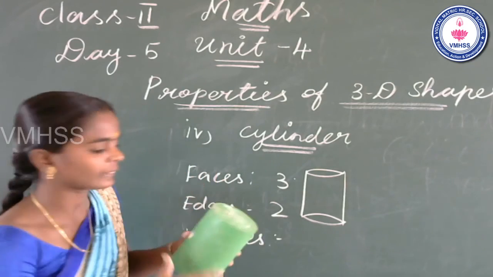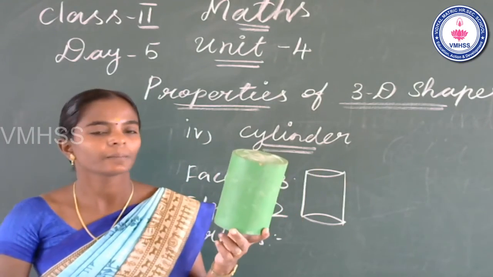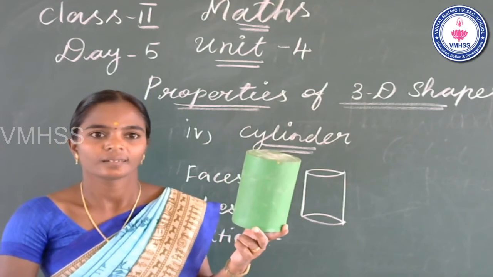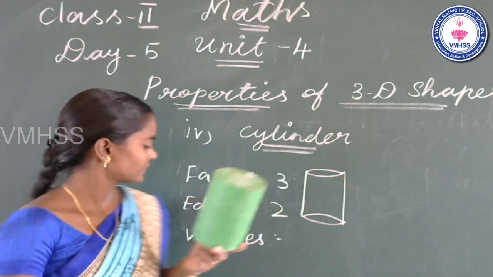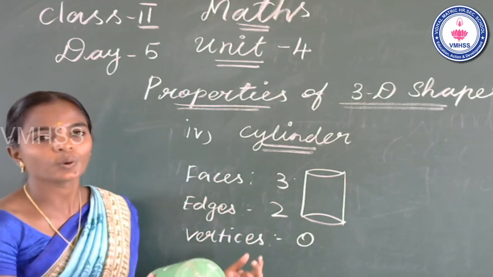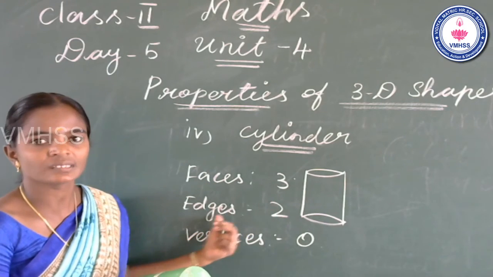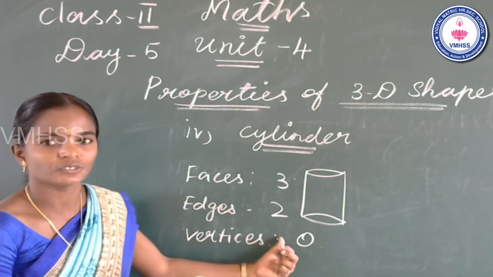So vertices, how many vertices in a cylinder? No. Cylinder has no vertices. No corner. So faces 3, edges 2 and vertices 0.